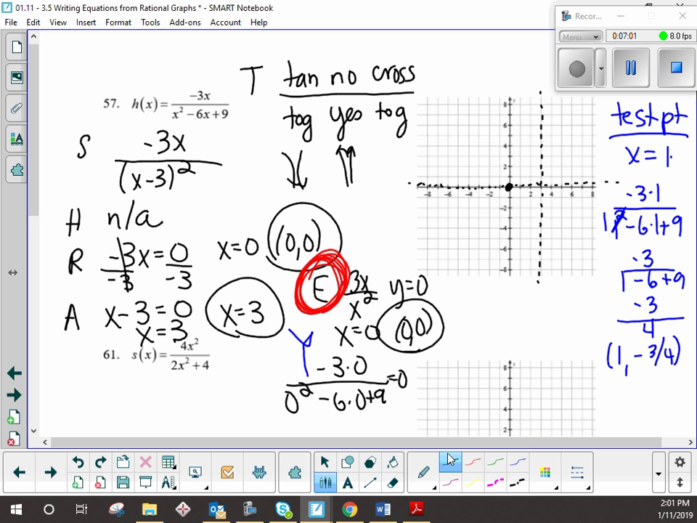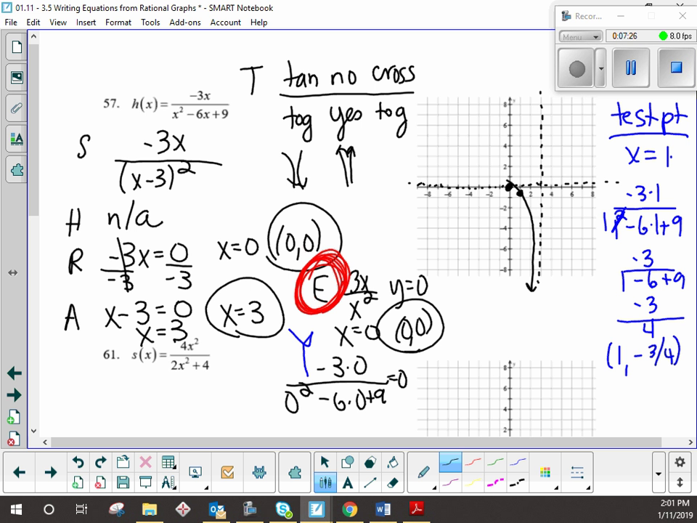And I can plot that, and then it'll help me get started. So 1, negative 3 fourths. So I can see immediately at least this, that as x goes to the right from the root, the graph is going to look like this. I at least know that for sure.